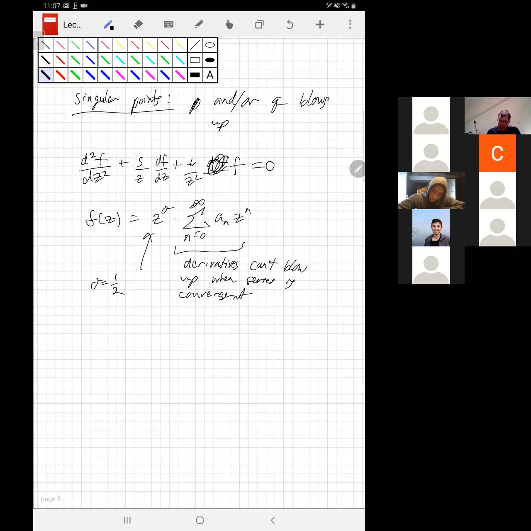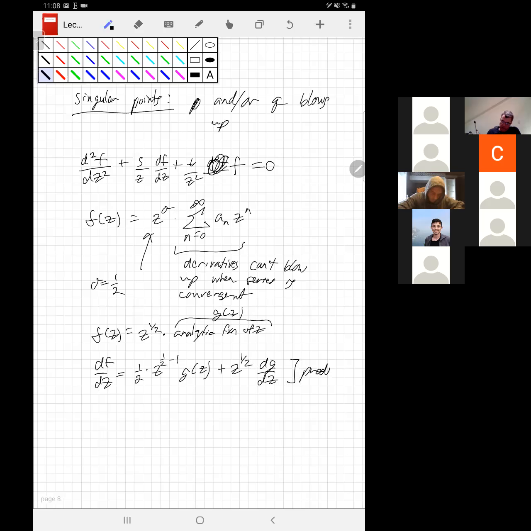because let's say that sigma equals 1/2, okay? So let's say we've got f of z equals z to the 1/2 times some analytic function of z, which I'm just going to call g of z. df dz would be 1/2 times z to the 1/2 minus 1 g of z plus z to the 1/2 dg dz, product rule. All right, you tell me, does this blow up?